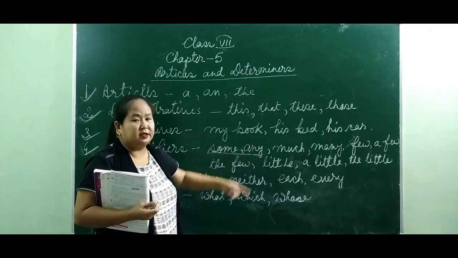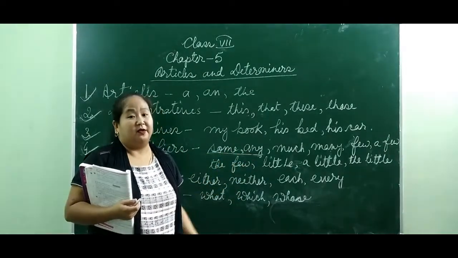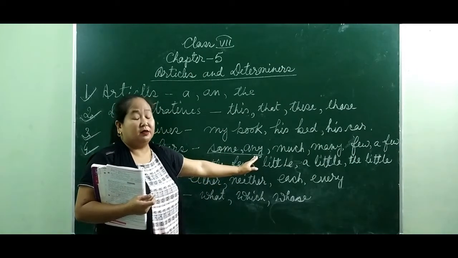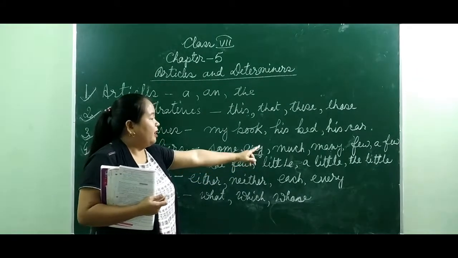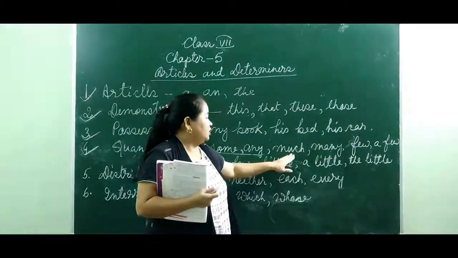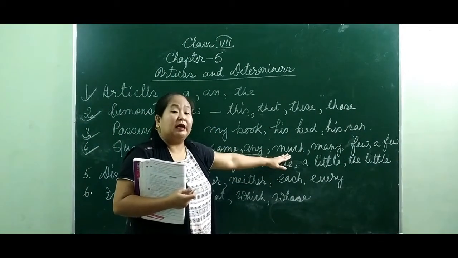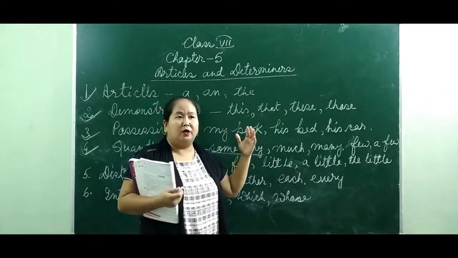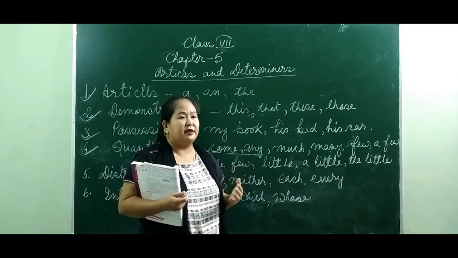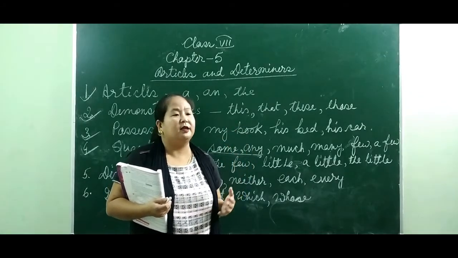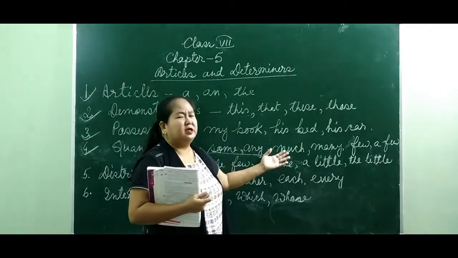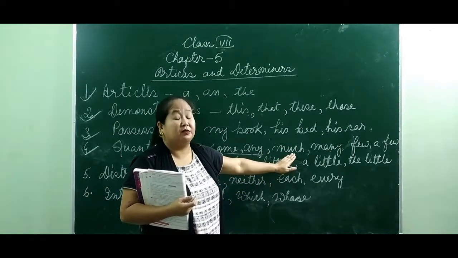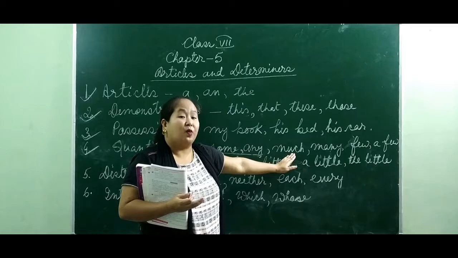Or in a negative sentence, I don't have any money. Some and any are used with both countable and uncountable nouns. Much is used only with uncountable nouns. For example, uncountable nouns are sugar, rice, oil, water. I have eaten much rice. So it is used only with uncountable nouns denoting quantity.